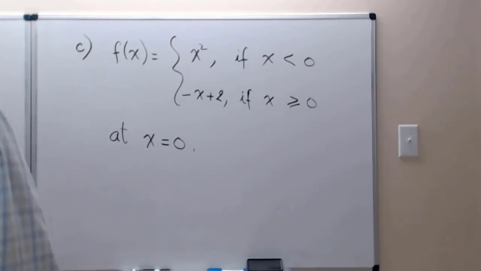All right, and now for the third problem, problem C of our example 1, this was how the function is defined. f of x equals x squared for x less than 0, and f of x is defined as another piece, minus x plus 2, if x is greater than or equal to 0. So this is a piecewise function. Let's look at the graph of this piecewise function, and the given point in this problem is x equals 0.